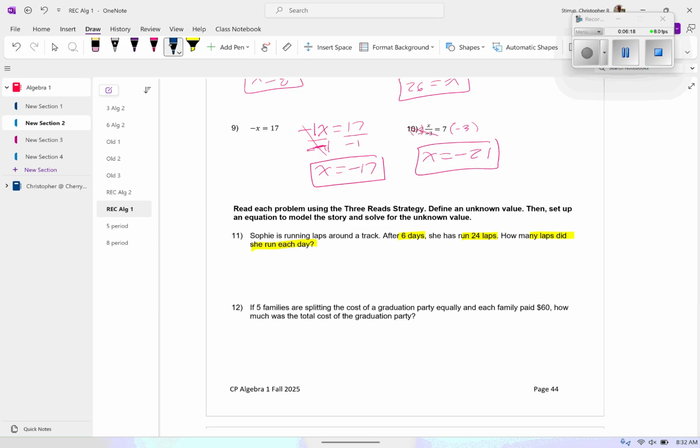Well, you might be able to do it in your head. So she did 6 days of running a certain amount of laps. There was 24 laps total. So if we divide both sides by 6, so it looks like 24 divided by 6 is 4. So 4 laps per day.